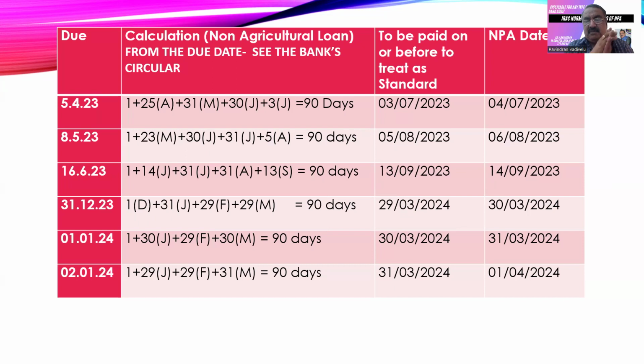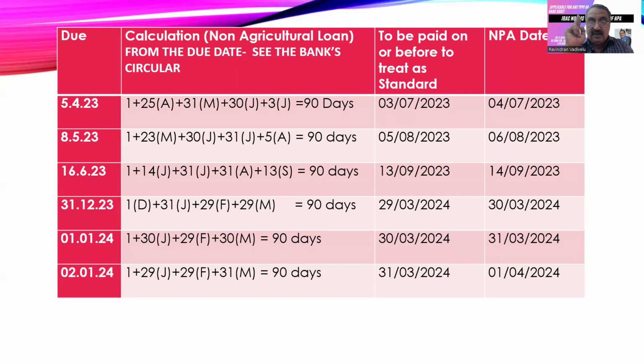Once an account has gone through SMA 2, the next thing is the arrival of NPA. So up to 90 days, it remains in the SMA 2. Okay, let us start the 90 days. This is also another easy understanding. Now, how to calculate the 90 days. Let us take 5/4/23 as the due date. So on the date of running the day-end process, that account has become overdue. So 5/4/23 is day 1.